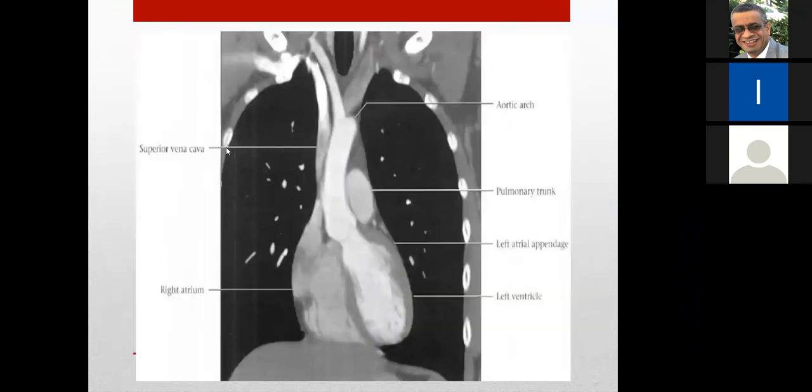The same image we can see on coronal CT. This is the right border formed by the superior vena cava and the right atrium, while the left border is formed by the aortic knuckle, the pulmonary trunk, and the left ventricle.